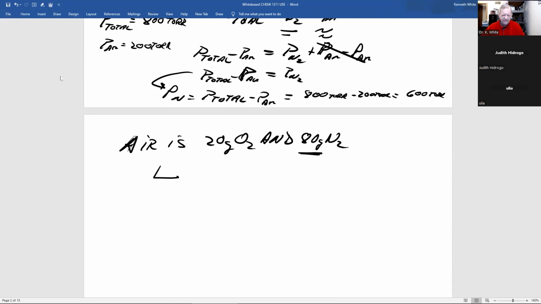So in air, nitrogen gas, N2, is the solvent. And oxygen gas, O2, is a solute. Again, solvent, the component present in the greatest amount. Solute, all the other components.